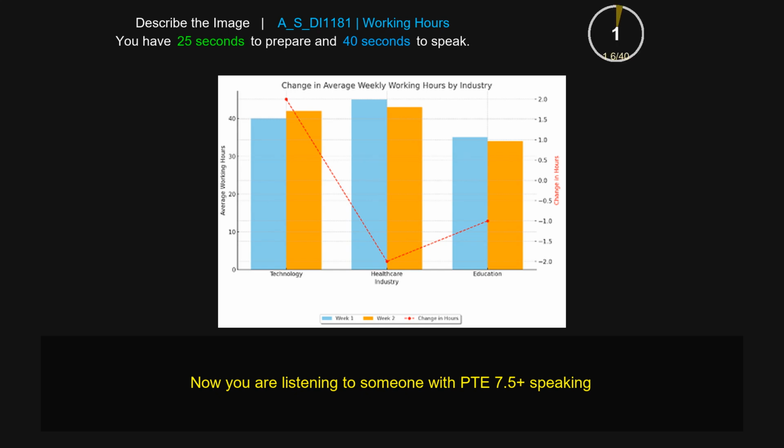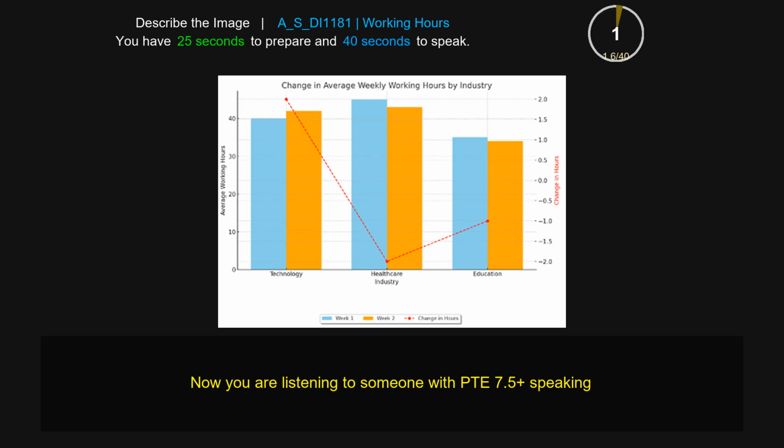The image provided is a bar graph which gives information about change in average weekly hours by industry. The x-axis shows technology, healthcare industry, and education, while the y-axis shows 0 to 40 average working hours. The technology shows that it increased by more than 40% weekly, while healthcare industries dropped 0%, and education is more than 20%. Overall, this image illustrates change in average weekly working hours by industry.